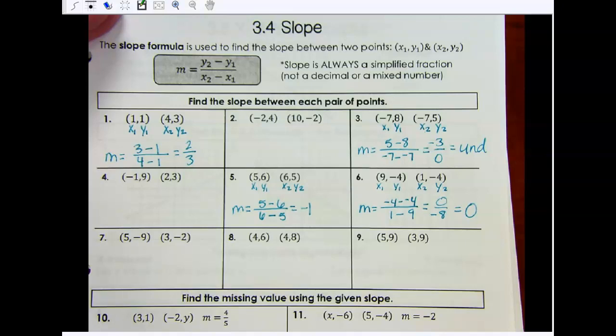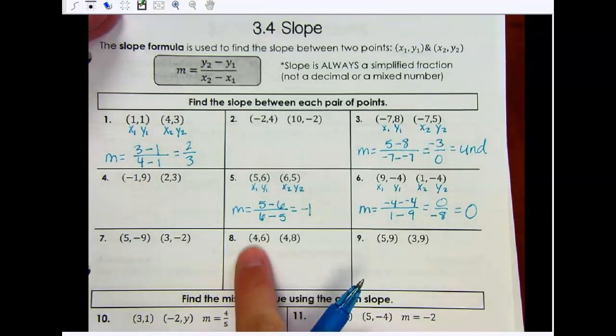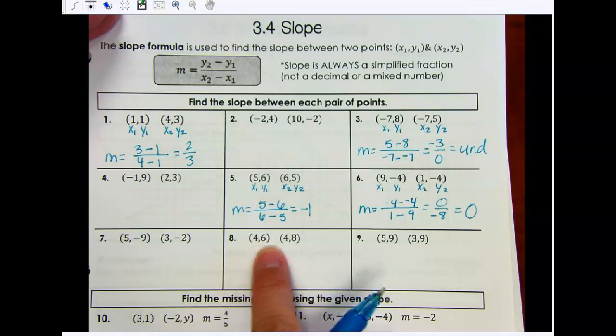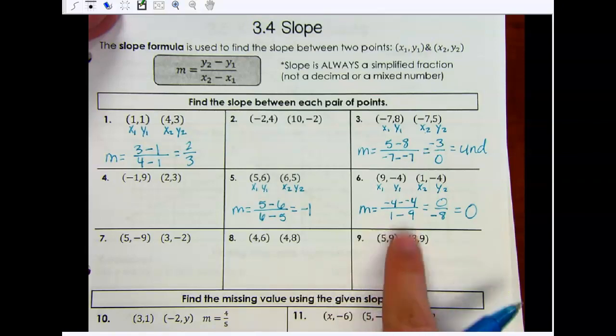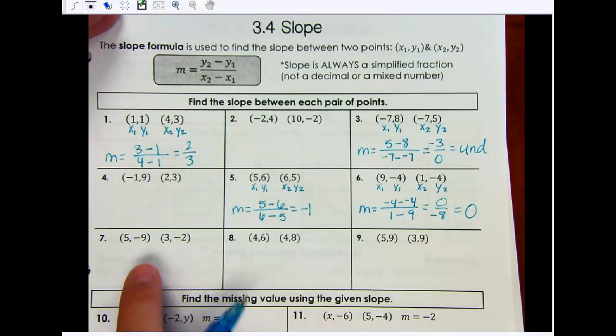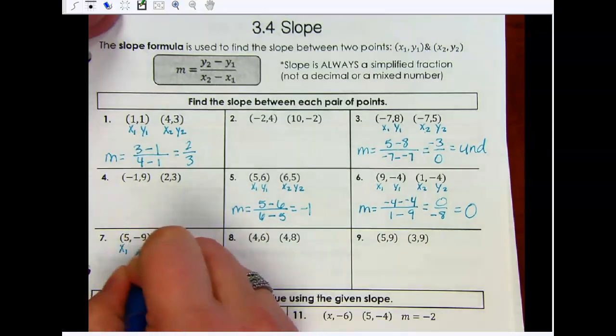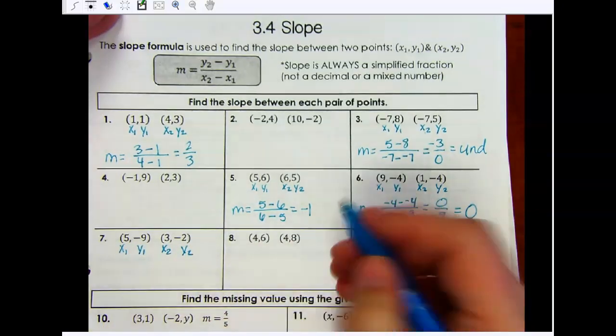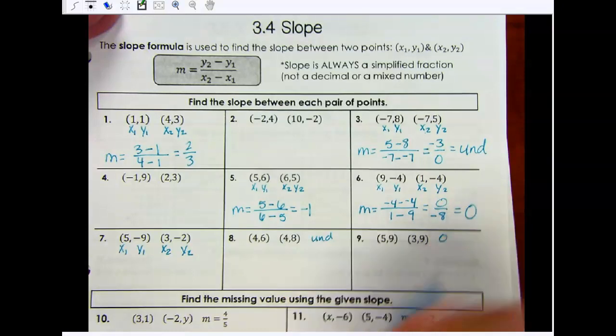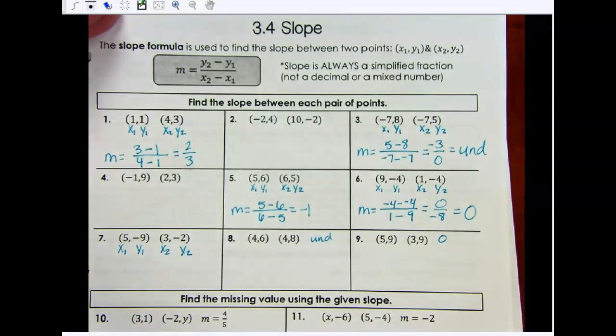All right, and then the last one I will do is, because if you look at this one, we've got the same x's, so we're going to end up with another 0 on the bottom. So this one's going to be undefined. This one we've got the same y's like we did in this one, so it's going to end up being 0. So I'm just going to do this one. So again, x1, y1, x2, y2. If you guys want to, try to do these and see if you get that. So this one would be undefined and this one would be 0, and see if you get that.